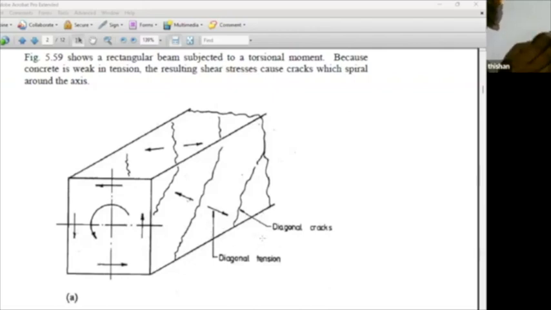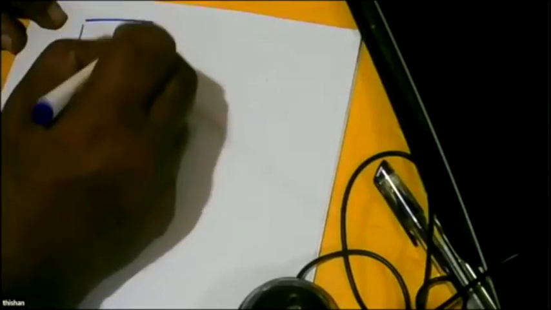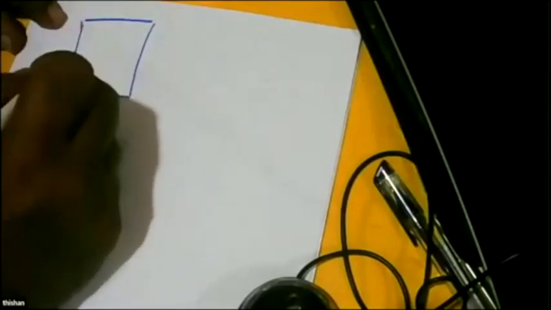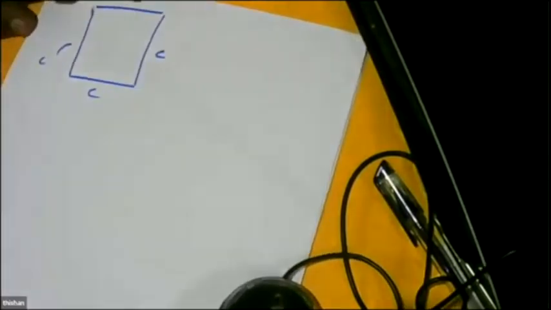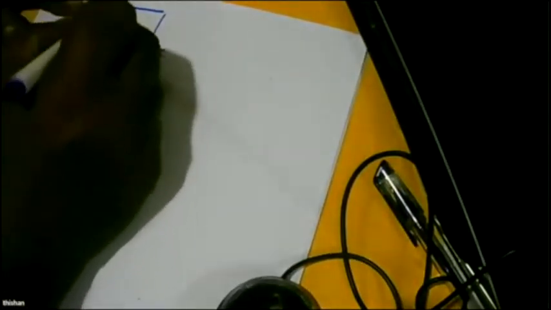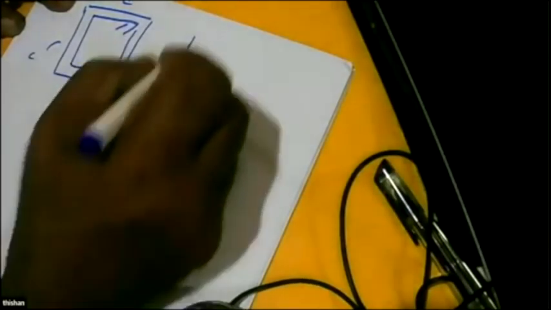So what is the meaning? Okay, we need a special shape of a link. So we have the beam like this. It is going to crack here, crack here, crack here, crack here. So we cannot have a link like this. This is wrong. This is not a torsional link. This is a shear link. So if you want to resist torsion, we need a special link.